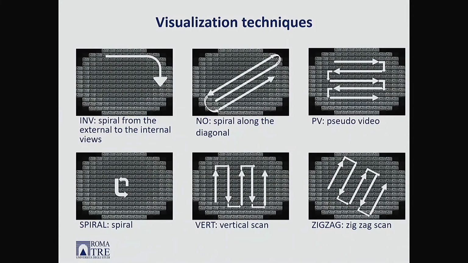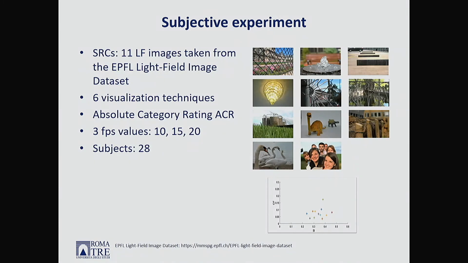So pseudo videos, collecting the adjacent views, the frames, in different ways. This time we had 28 subjects, same quality subjective assessment method, and we used 3 different frames per second. So we wanted to check whether by changing the number of FPS, this could have an impact on the perceived quality.